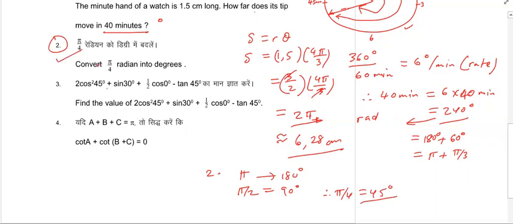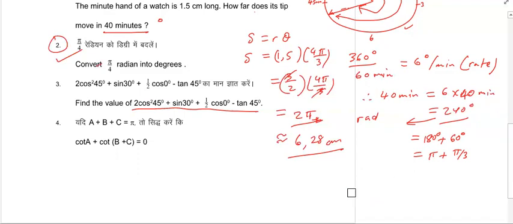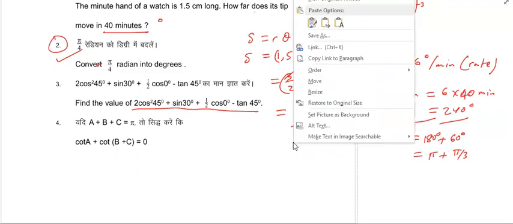2 cos squared 45 plus sin 30 plus half cos 0 minus tan 45. So this question is quite simple. Straightforward. Question number 3.